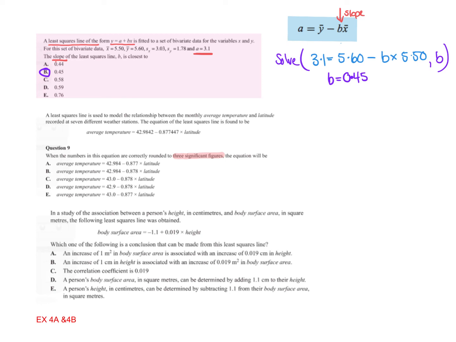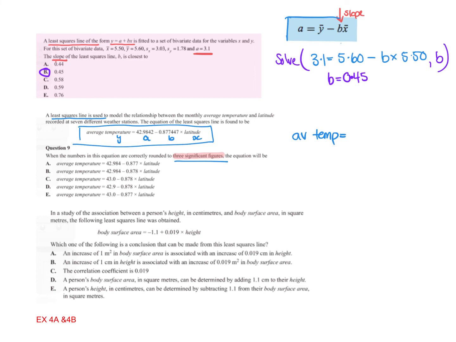Now, just to go over this question about the least squares line, it has been used to model the relationship between average temperature and latitude at different weather stations. So they've found it. This was Y, this is A, this is B, and this is X. Now, when the numbers in this equation are rounded correctly to 3 significant figures, I'm going to pause for a minute and let you guys have a go.